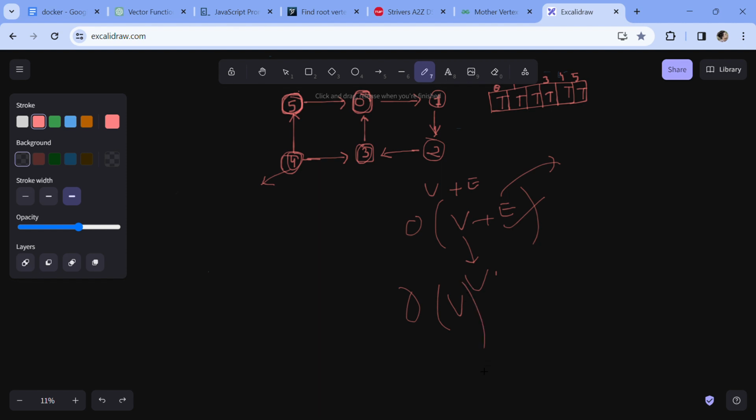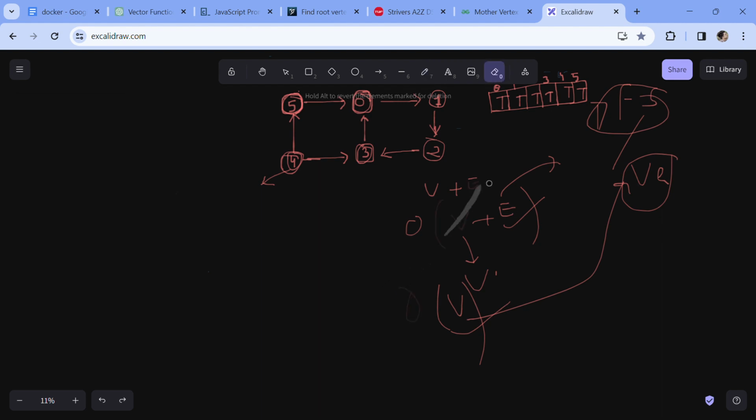And space complexity also will be big O of v, because we are calling the DFS function in the recursive stack. So v stands for the vertices of the graph. If I have v vertices, the space complexity will be big O of v.